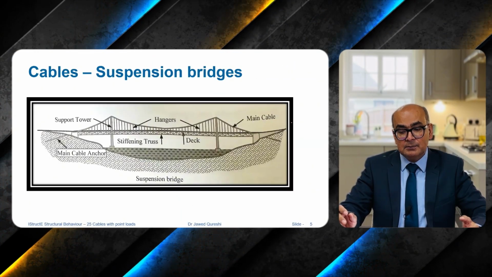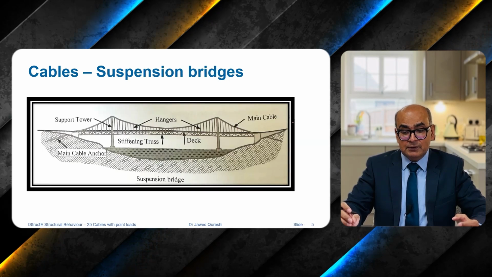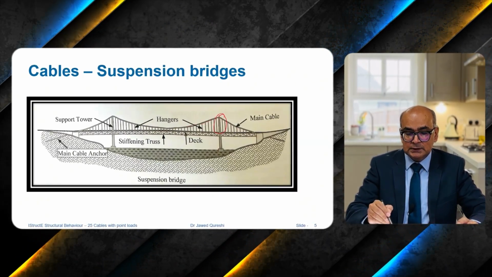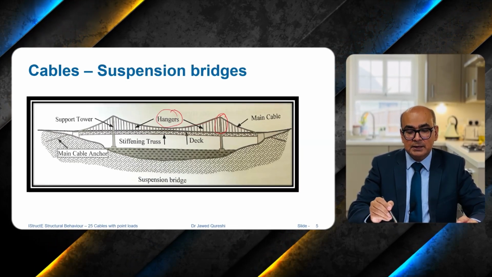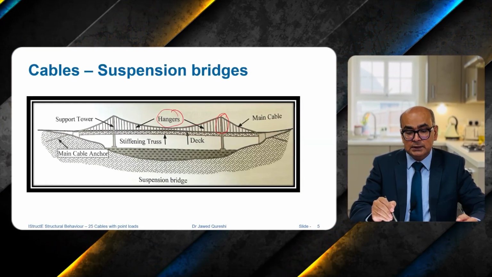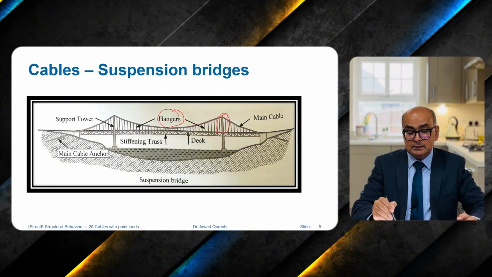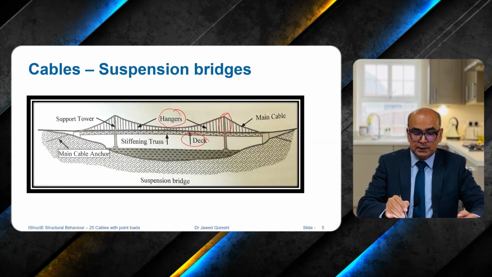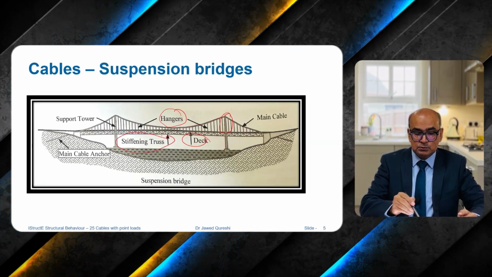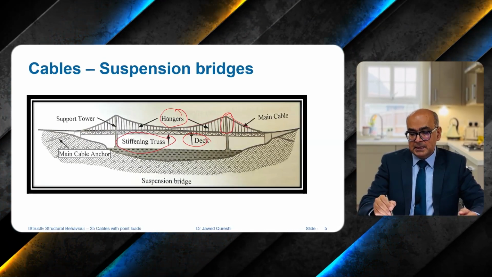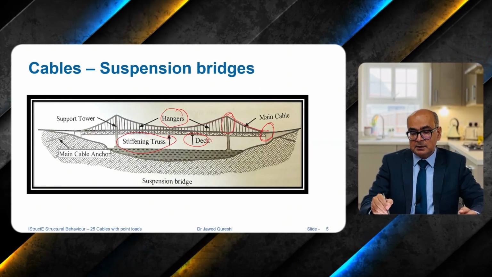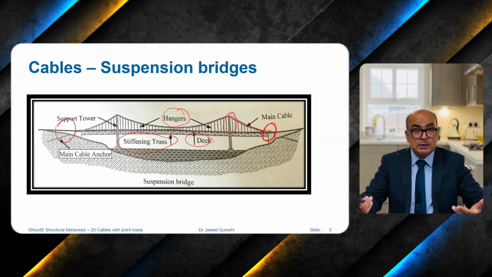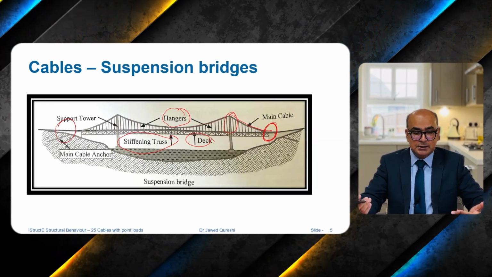This is the diagram which tells us the main function of these cables. Here they are attached with the towers. The vertical cables are termed as hangers. They are equally spaced, and these cables support the bridge deck. And here we have some stiffening trusses as well. And finally, the main cable is attached with some kind of anchor points at the ends. This type of bridge is termed as suspension bridge.